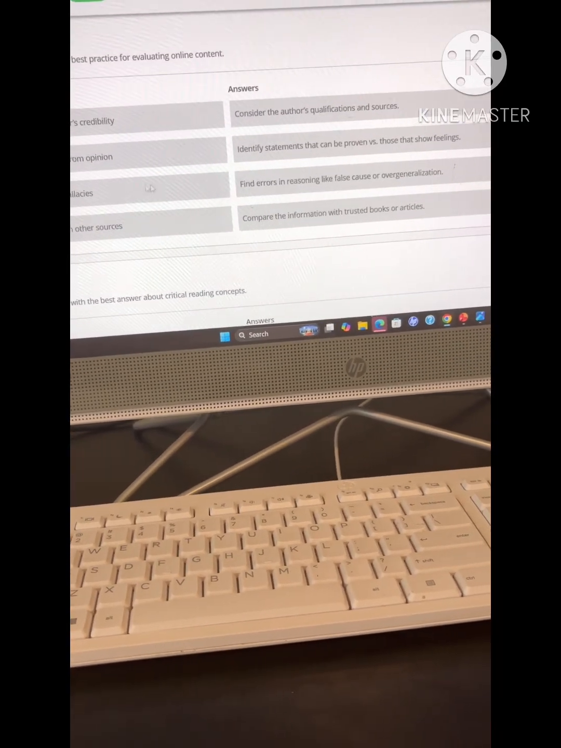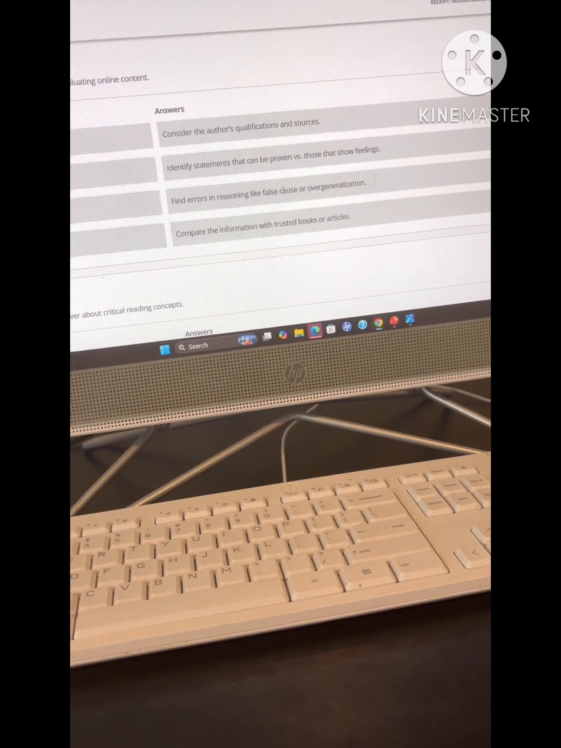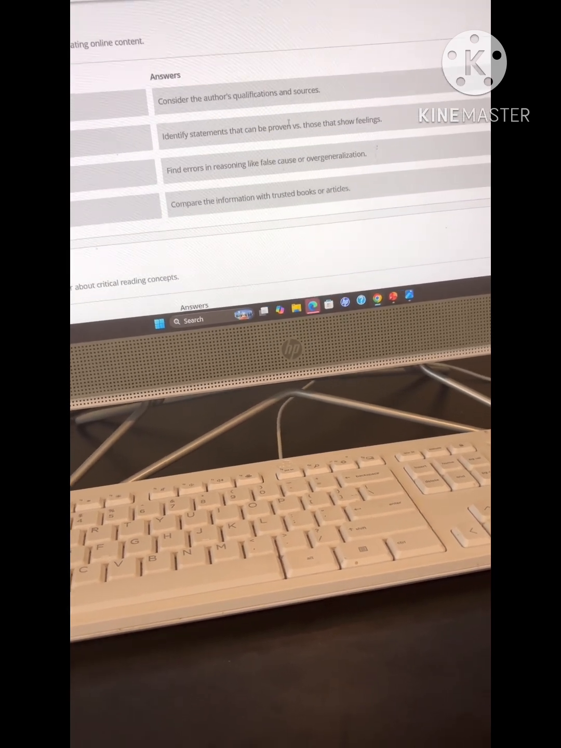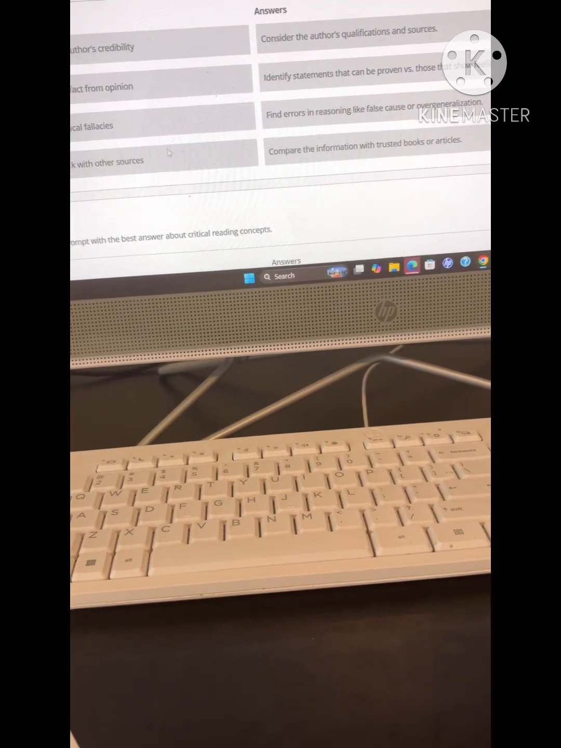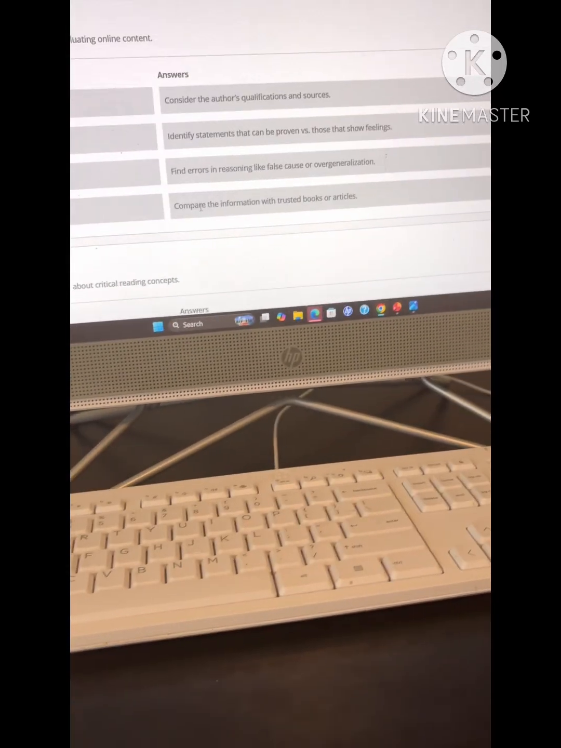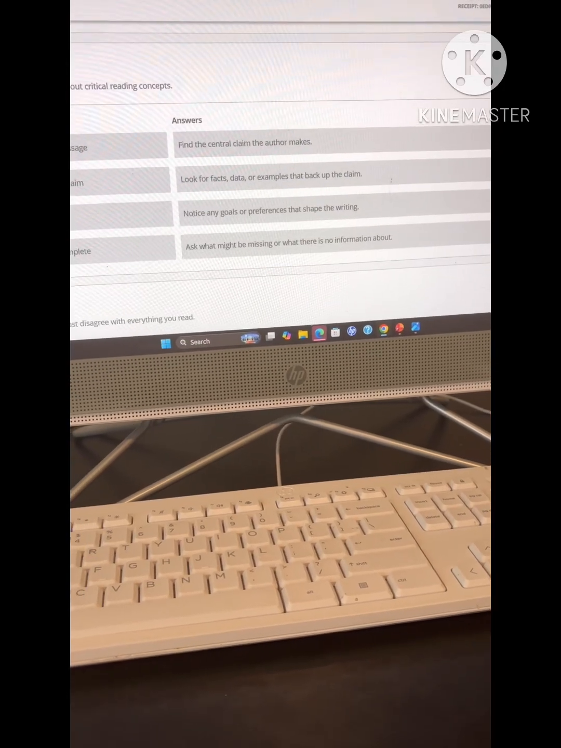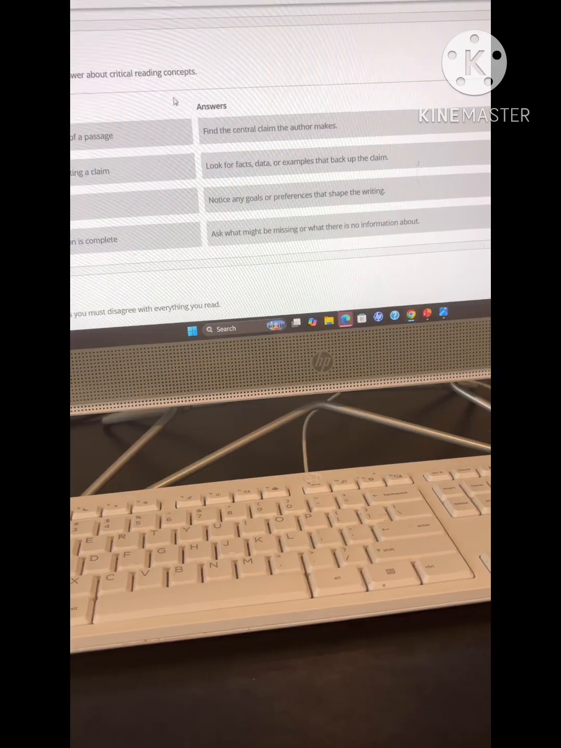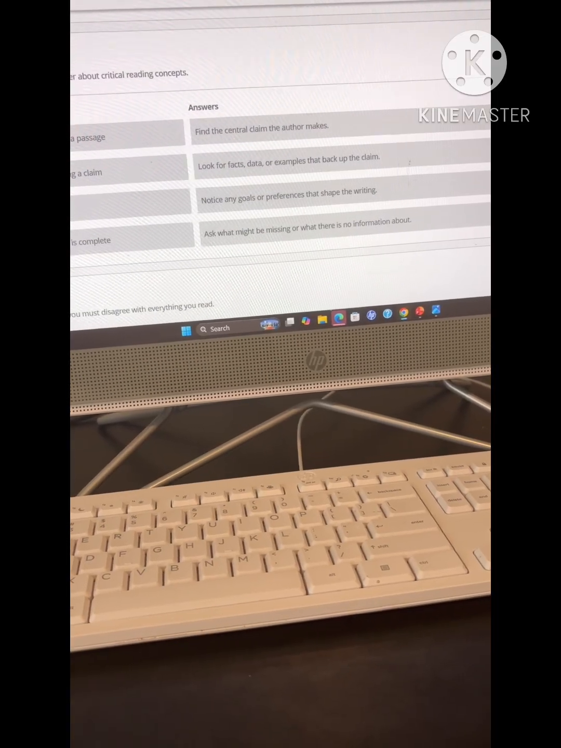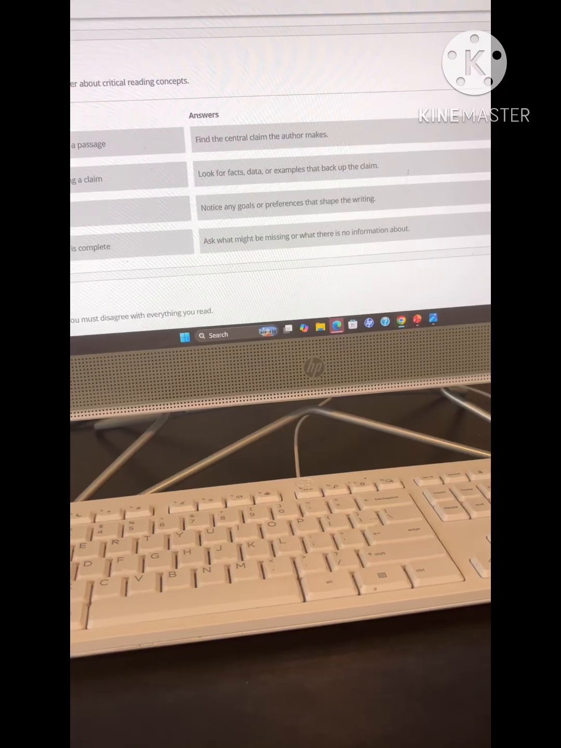Look for logical fallacies. Pretty self-explanatory. Find errors in reasoning like false cause or overgeneralization, something that doesn't seem true. And then cross-check with other sources. Compare the information with trusted books or articles. And then for matching, number three, match each prompt with the best answer about critical reading concepts. Identify the main argument of a passage. Find the central claim the author makes.